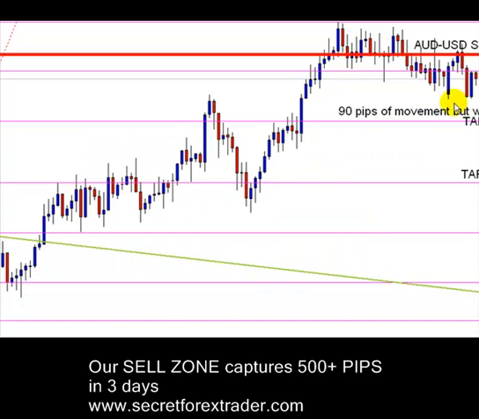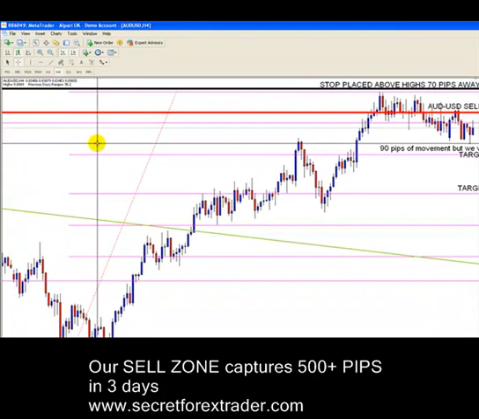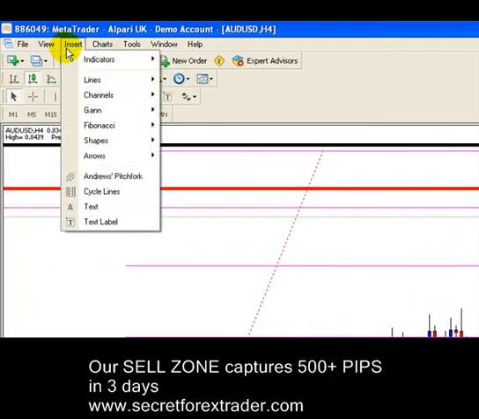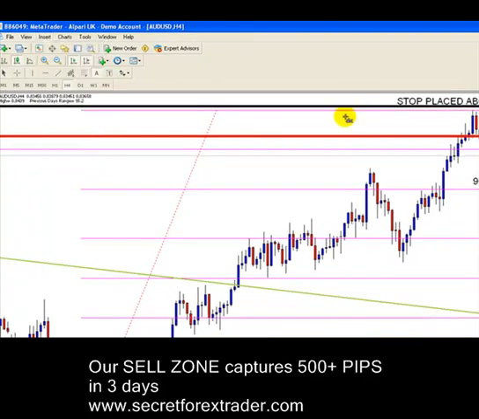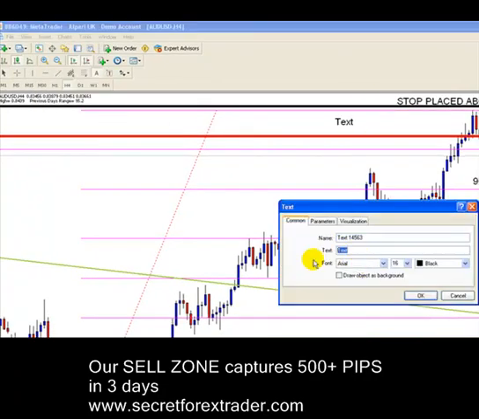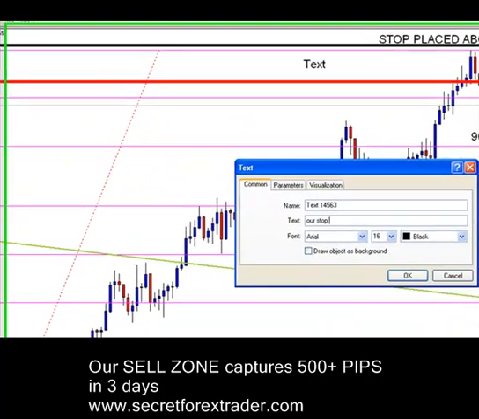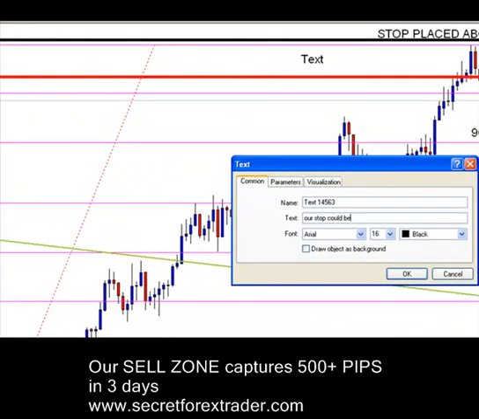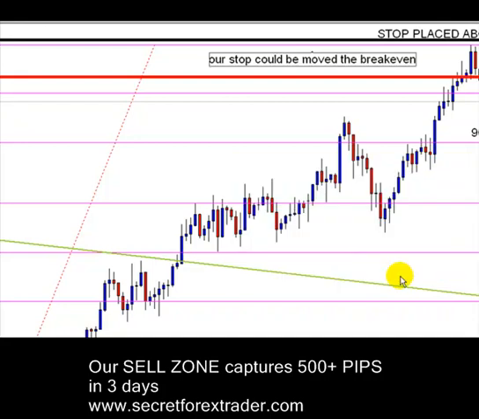So we've actually got a 90 pip movement, and at this point you would move your stop to break even, unless you'd already taken your profits. If you're looking for a bigger move, a swing trade, as we trade, we would move our stop to break even, which then effectively allows us to trade in the market for free. We can't lose, and we expect the move to unfold in our favour.